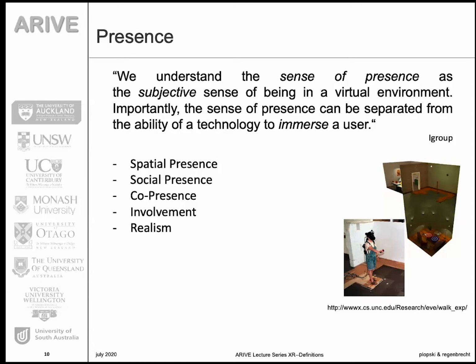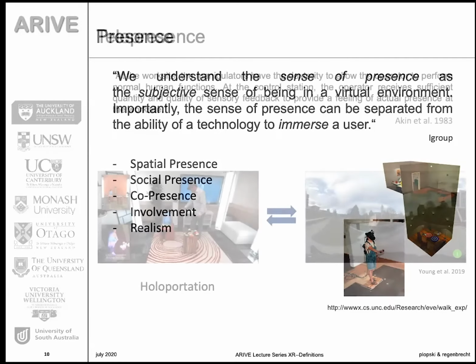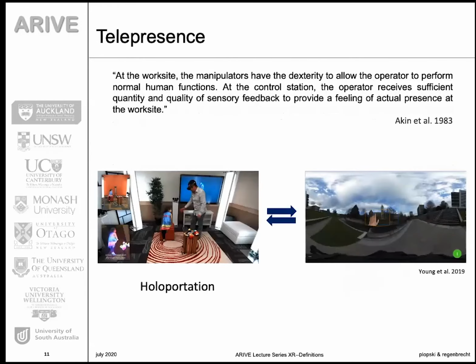Now, as the last point, I want to define telepresence. Telepresence originally came from remote work. So it was defined by Aiken in 1983 as: the manipulator has the dexterity to allow the operator to perform normal human functions, and the operator receives sufficient quantity and quality of sensory feedback to provide a feeling of actual presence at the worksite.